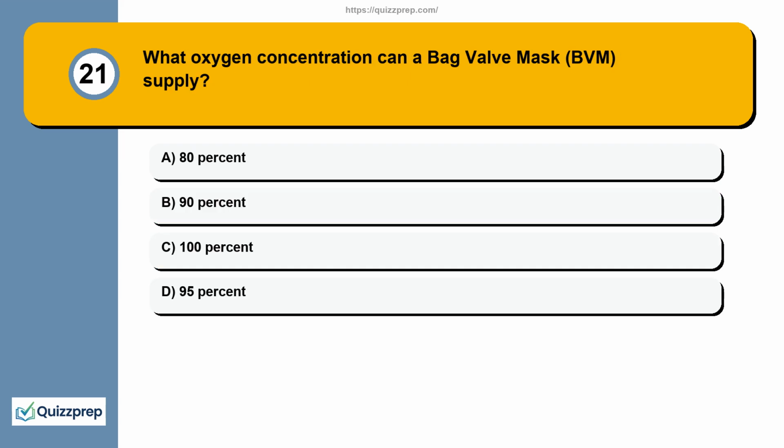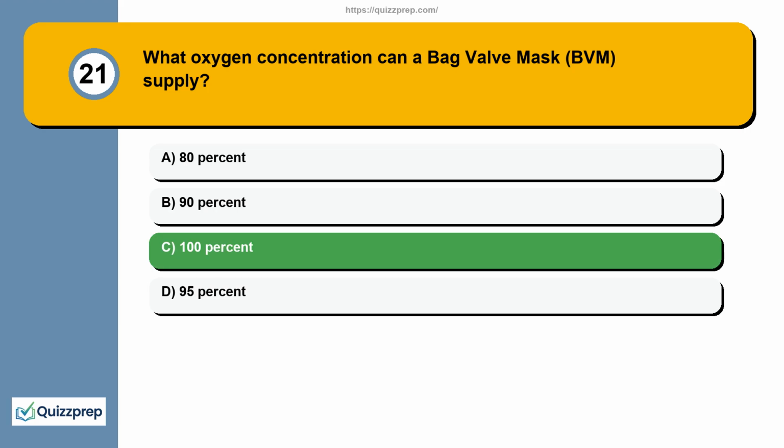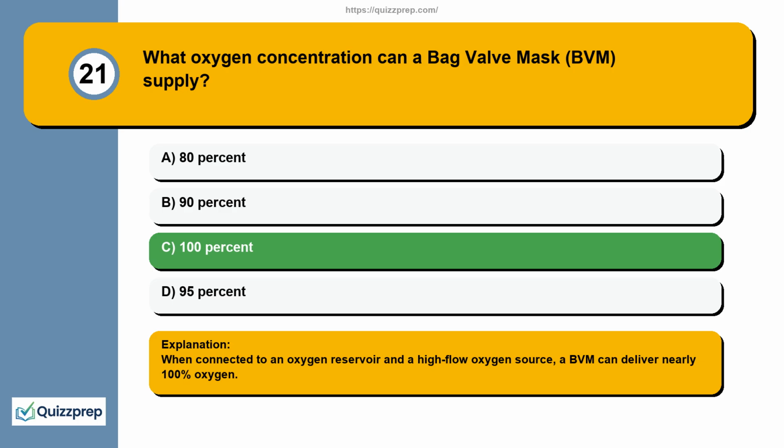Question 21. What oxygen concentration can a bag valve mask, BVM, supply? 80%, 90%, 100%, 95%. When connected to an oxygen reservoir and a high-flow oxygen source, a BVM can deliver nearly 100% oxygen.